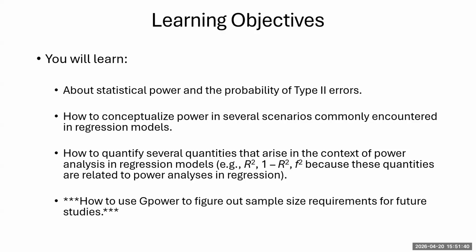So a few learning objectives for today's video. You're going to learn about statistical power and the probability of type 2 errors, how to conceptualize power in several scenarios commonly encountered in regression models, how to quantify several quantities of interest like r squared, 1 minus r squared, and f squared, and of course, how to use GPower to figure out sample size requirements for a study you're hoping to conduct.